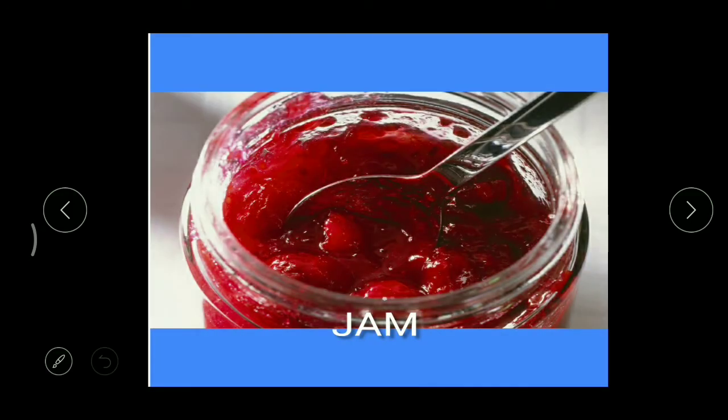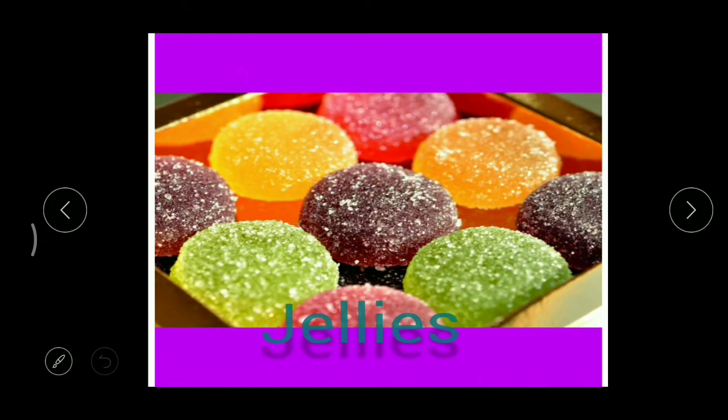So, jam. Generally while we are eating bread, we like to use this jam. And then these, what are these? Jellies. How do we prepare them? We prepare them with fruits. Either the whole fruit or the fruit is crushed, and we separate the pulp. So either the total fruit or the pulp is separated, and then that is boiled for some time, and after boiling, to this boiled fruit we add sugar.